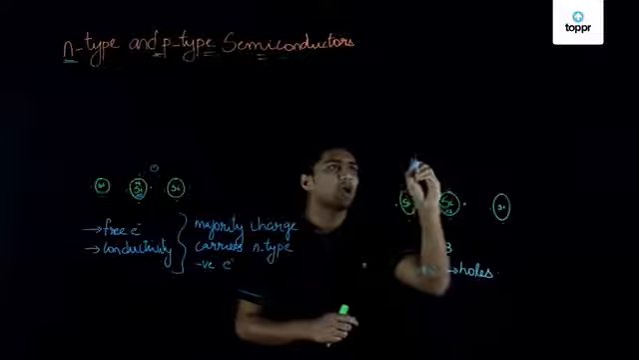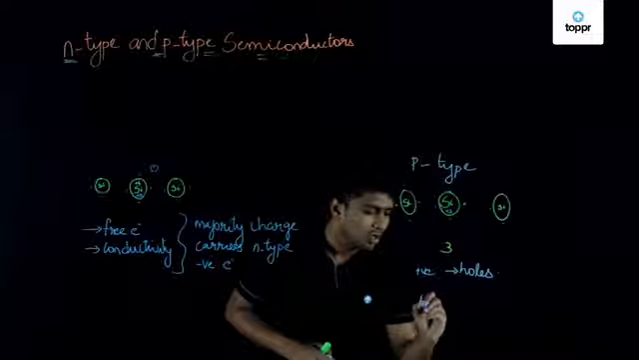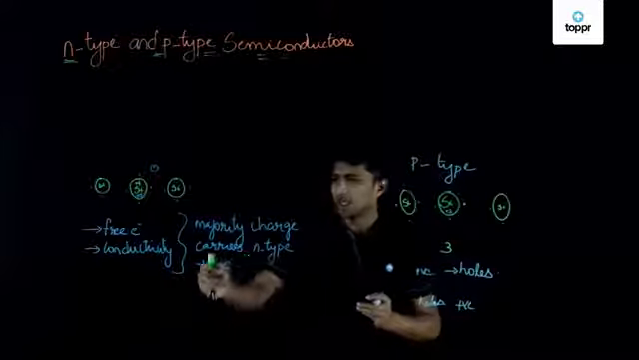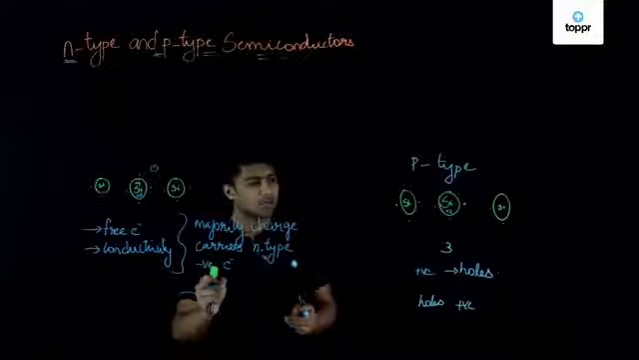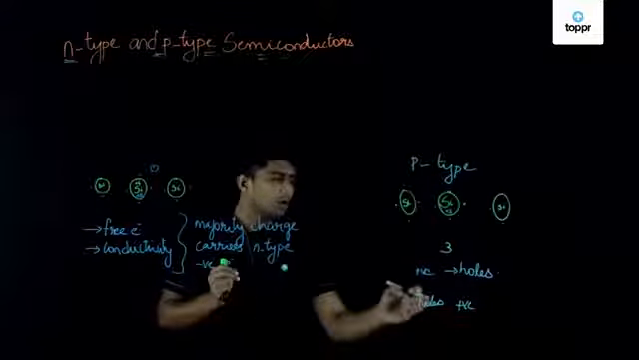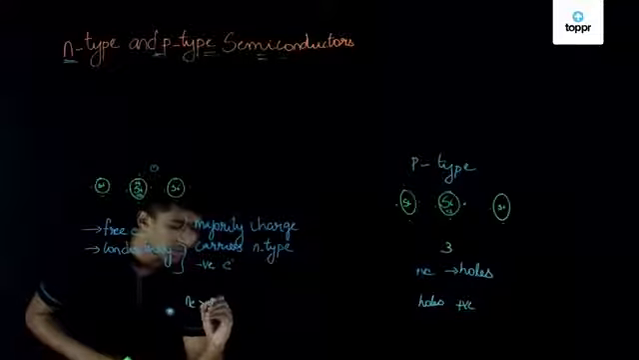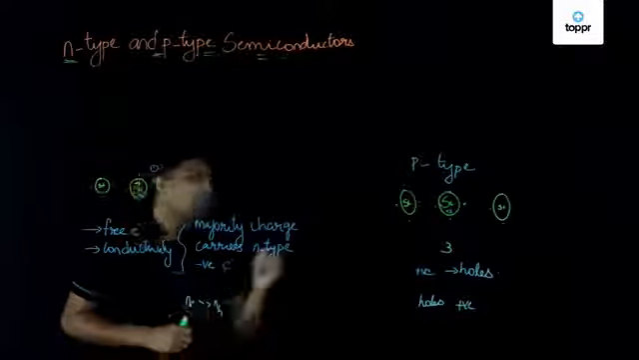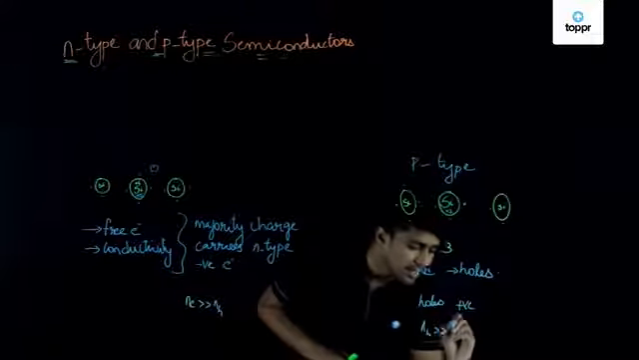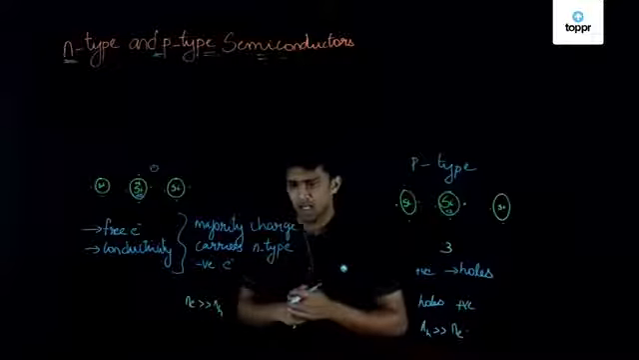So when we talk about a P-type semiconductor, the majority charge carriers will be holes, which have a positive charge. When it comes to N-type, the majority charge carriers will be electrons. When it comes to P-type, the majority charge carriers will be holes. In other words, in N-type, the number of electrons will be greater than the number of holes, and in P-type, the number of holes will be greater than the number of electrons. This is all about N-type and P-type semiconductors.